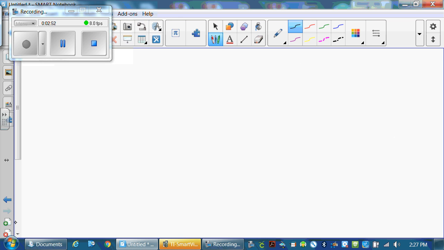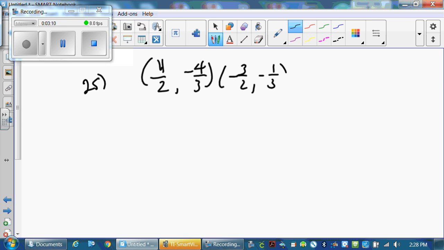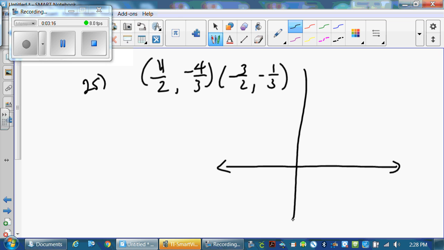Okay, in 25, they want me to find the slope, plot the points, and find the slope of the line passing through the pair of points. And my points are, for 25, 11/2, -4/3, and -3/2, -1/3. Okay, if you plot these, it becomes easy to find the slope.